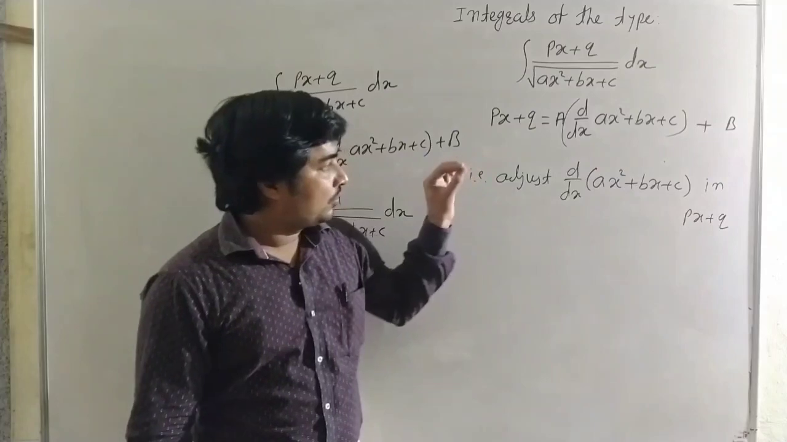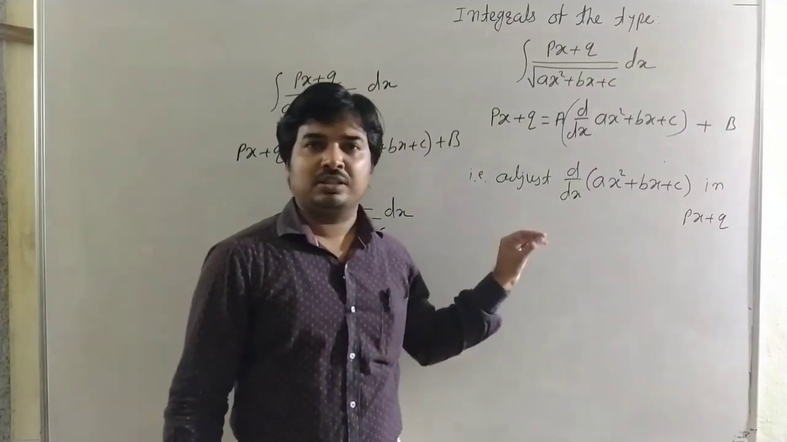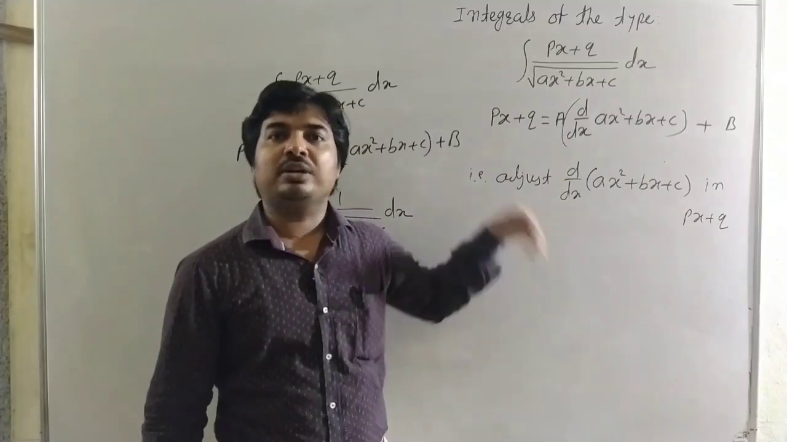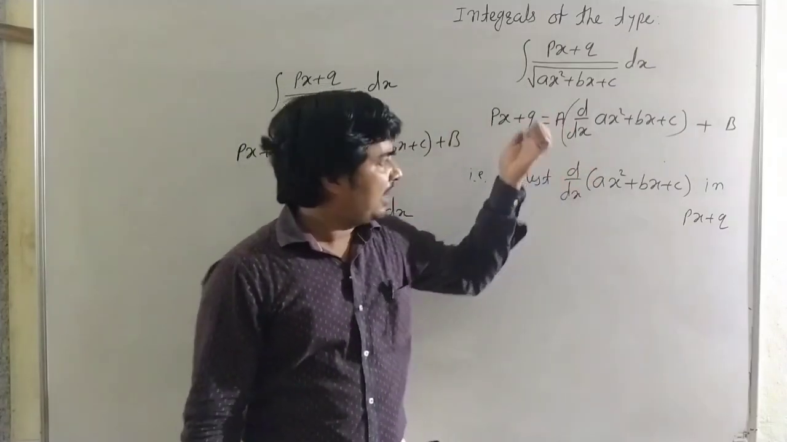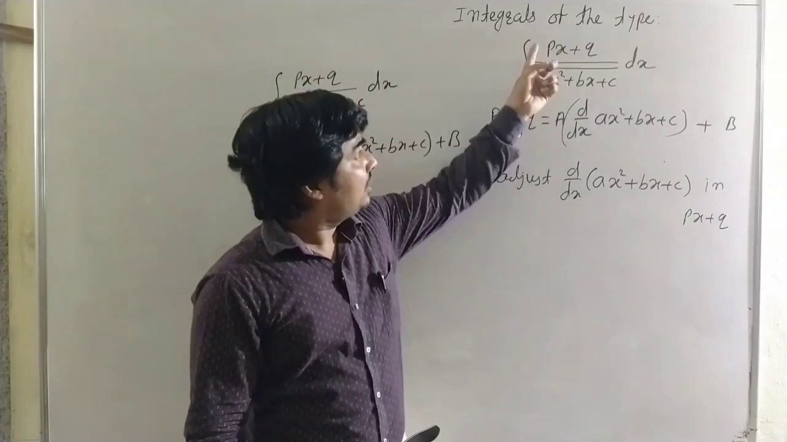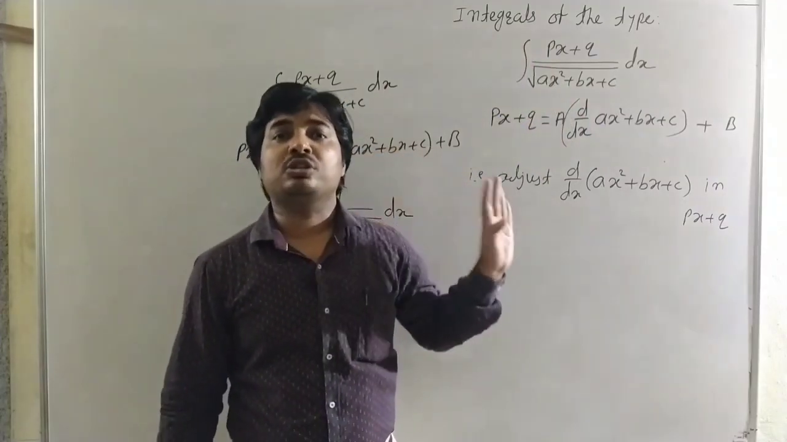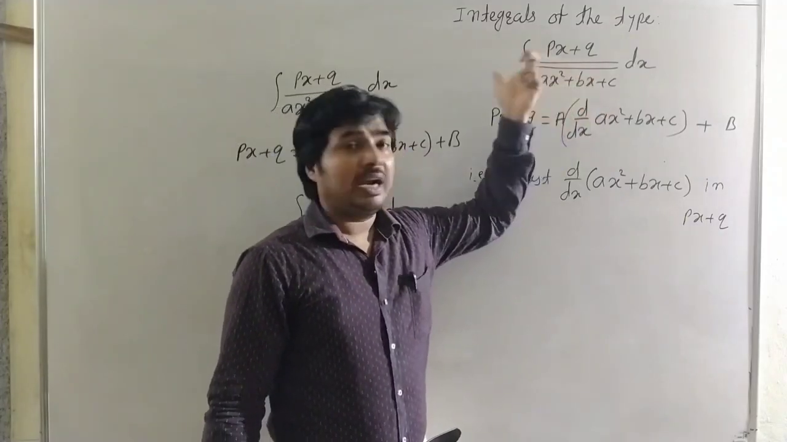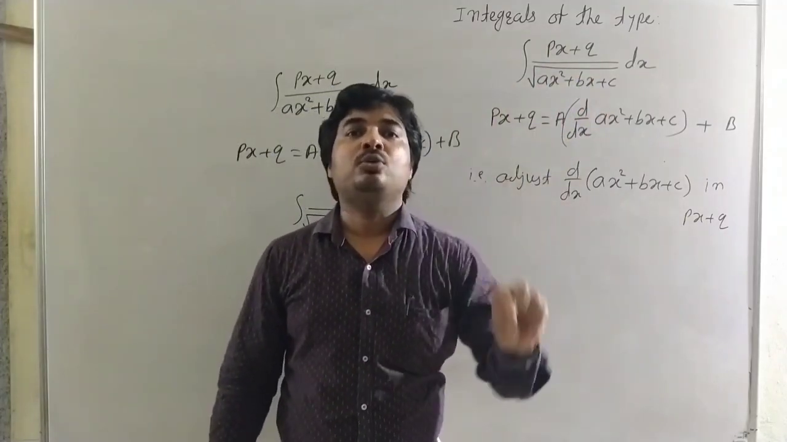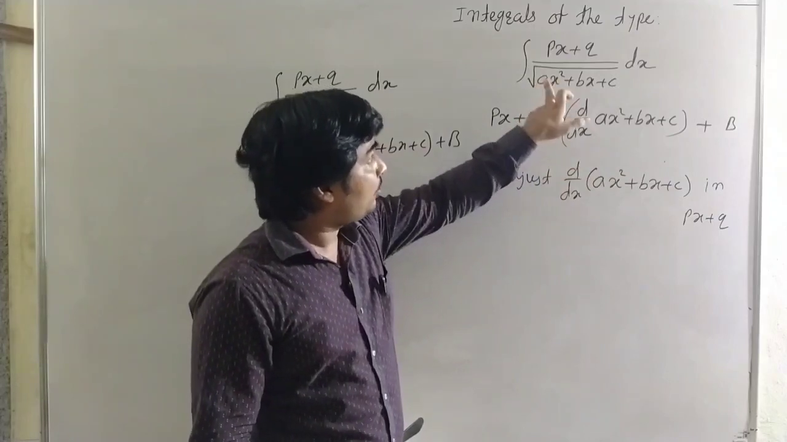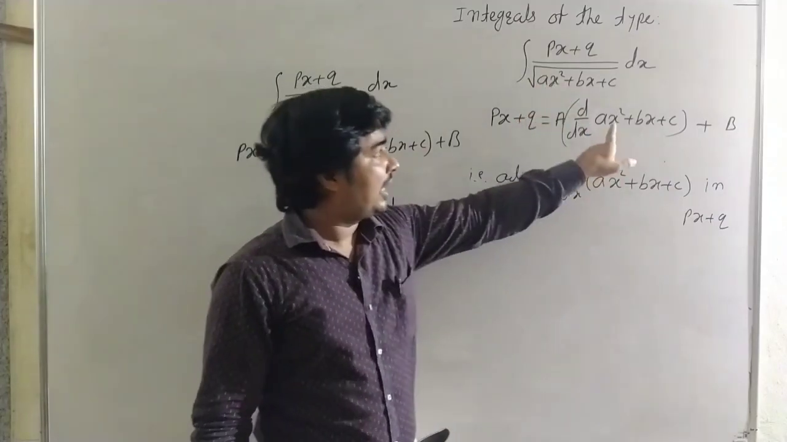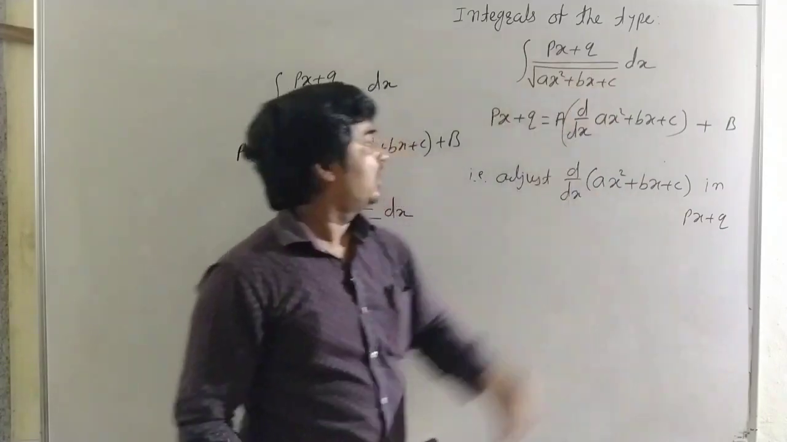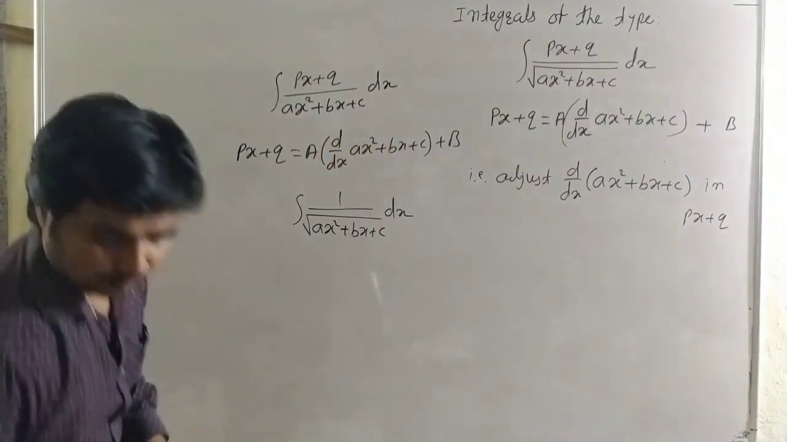We know from our lecture number 6 that if the degree of numerator and degree of denominator are the same, then we adjust the denominator as it is in the numerator. The same adjustment we can take here, but here the degree of numerator and denominator is not the same. Here it is under root quadratic function, so we adjust the derivative of the quadratic function in the linear function. Now we see the examples on it.